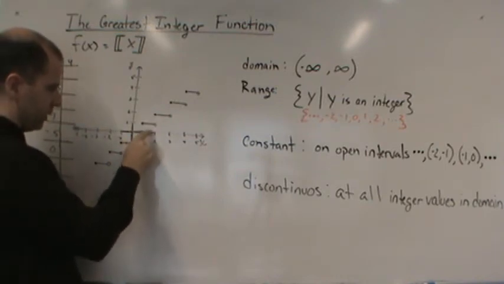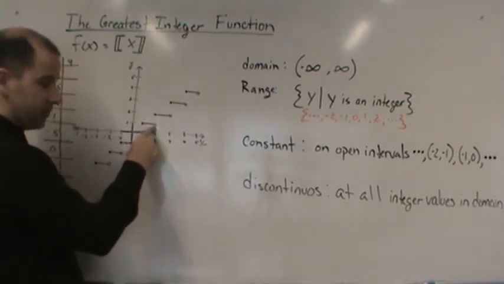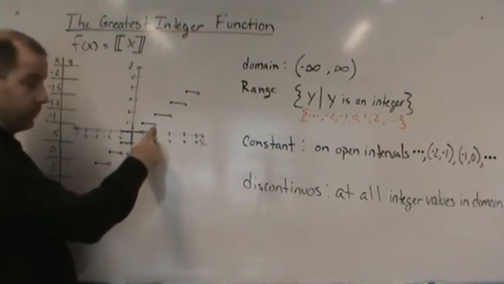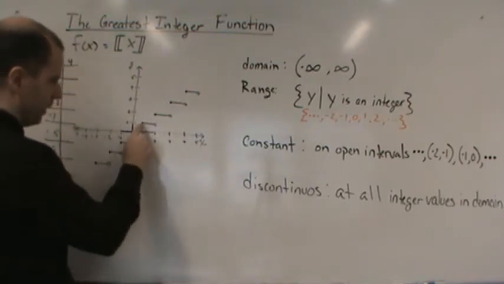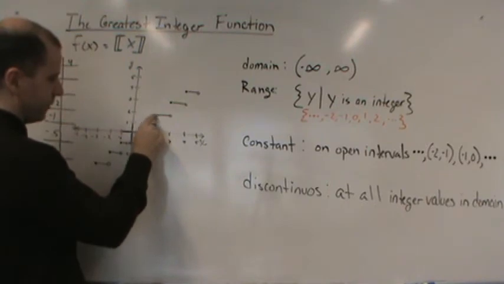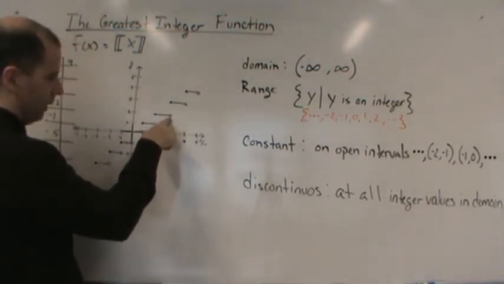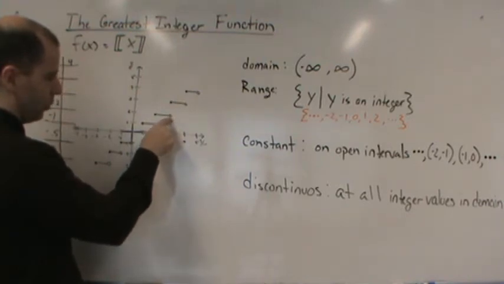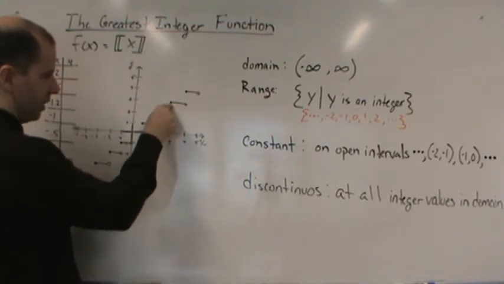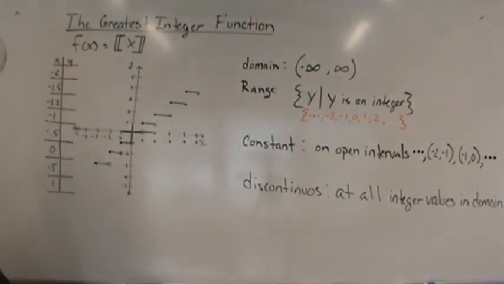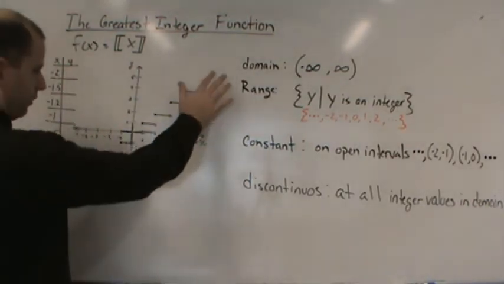Notice that at the jumps, I have an open circle. So it creates these stair steps where this side is a filled-in circle and this side is an open circle, because I'm never going to reach that value; as soon as I reach it, it's going to jump to the next integer. This is how the greatest integer function works.